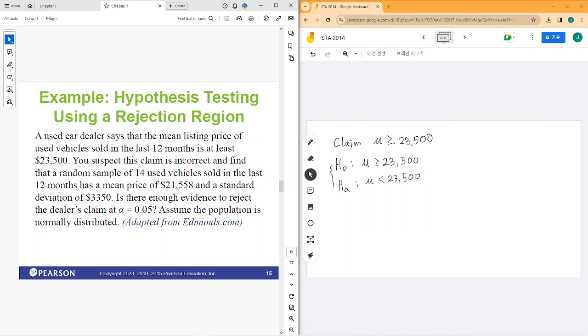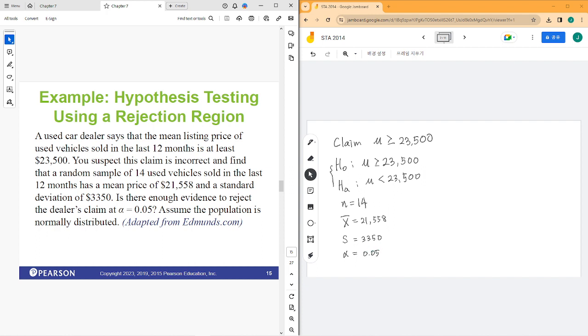And you suspect this claim is incorrect, and then we want to find out from a random sample of 14. So we have a random sample of 14, and the mean price is $21,558. And the standard deviation of this sample is given as 3,350. This means that this is S, the sample standard deviation, 3,350. And we have the level of significance alpha as 0.05.